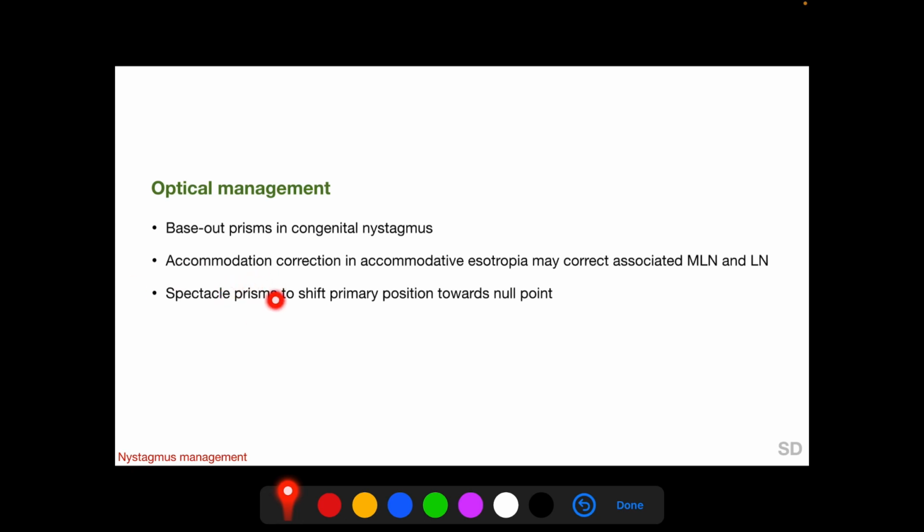Spectacle prisms can be used to shift the primary position towards the null point, because at the null point the intensity of the nystagmus is minimal and visual acuity is better.